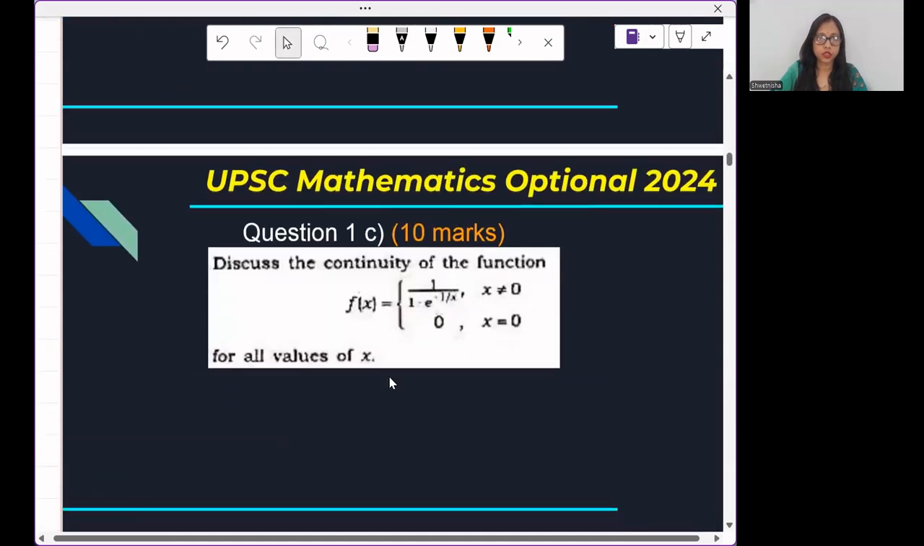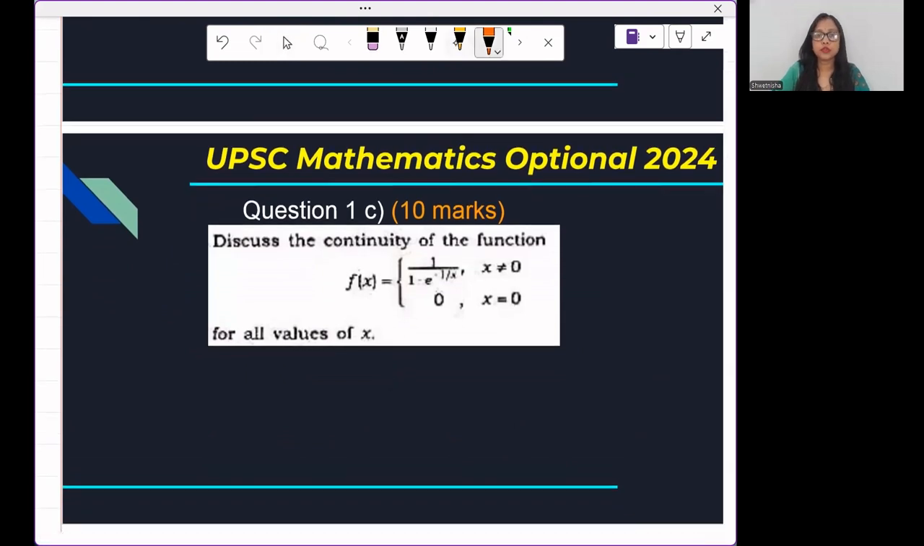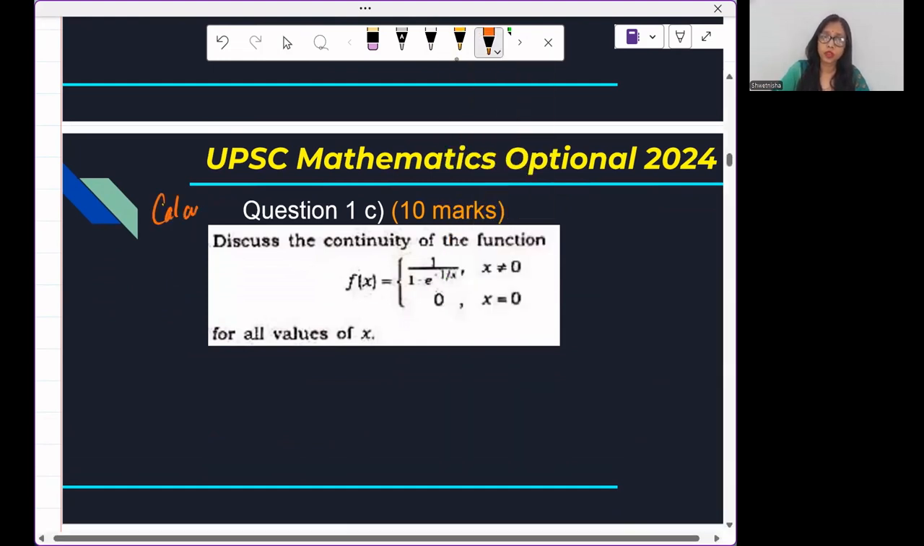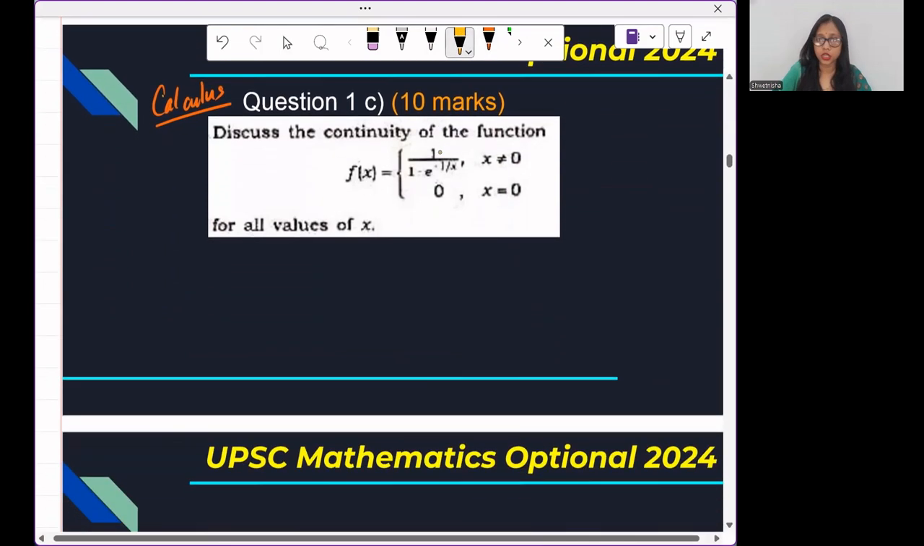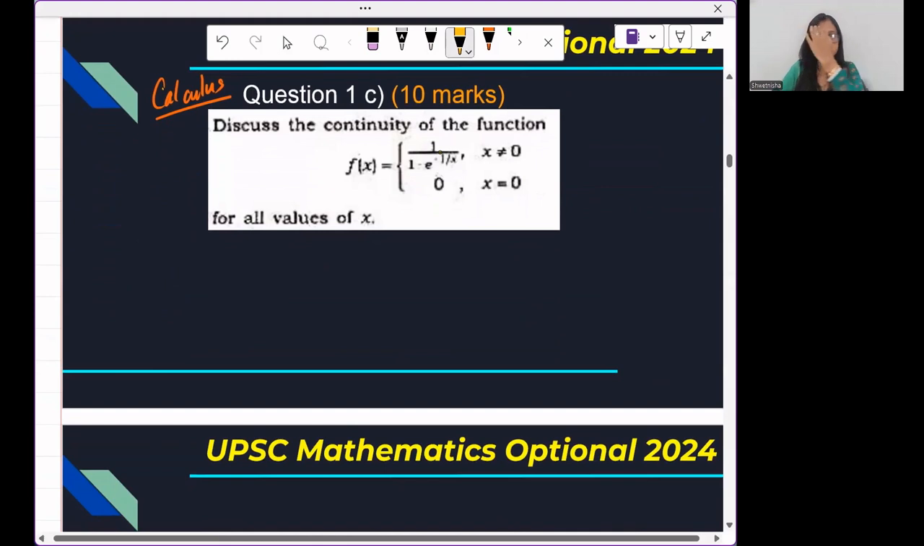Let's come to first C part. Discuss the continuity of the function. Okay, so this was a very easy question. It was from calculus. Very easy. Discuss the continuity of this function. So what is f of x? It's a little blur over here, so I'll write the function.